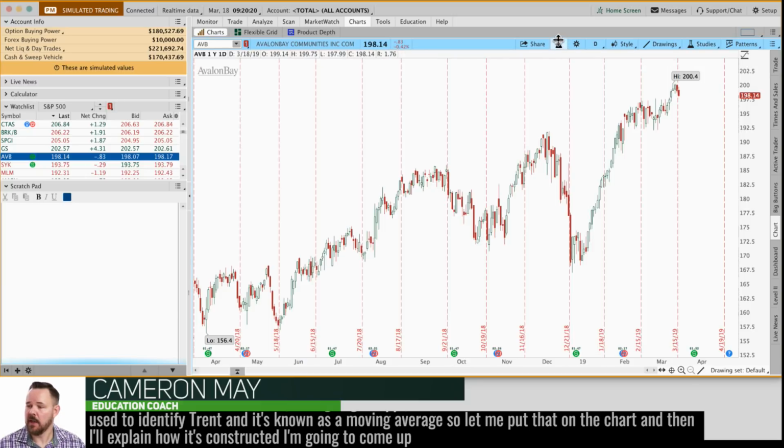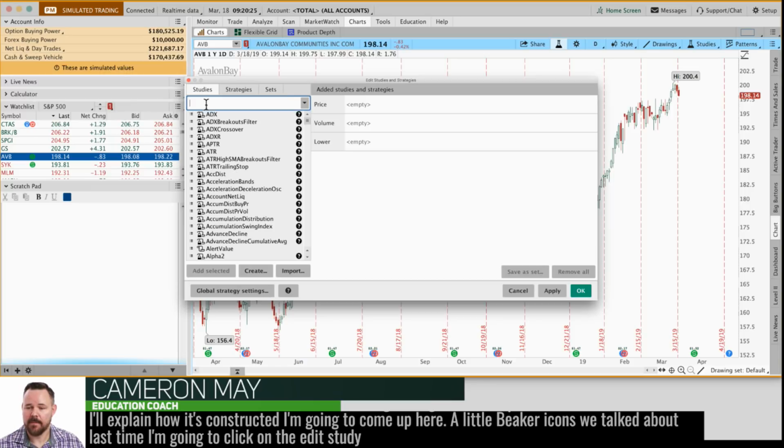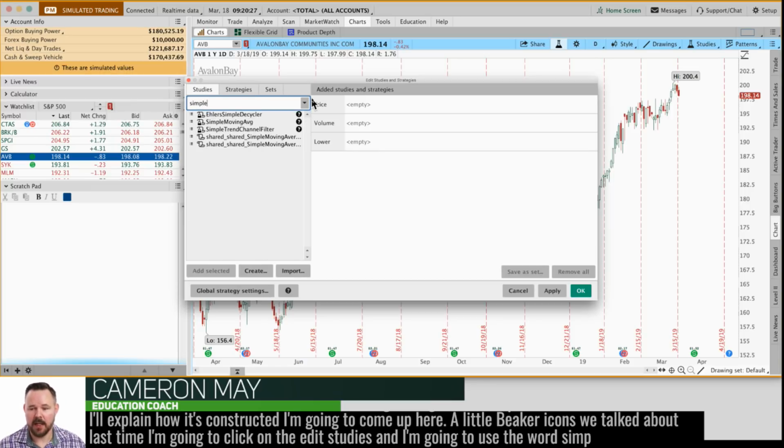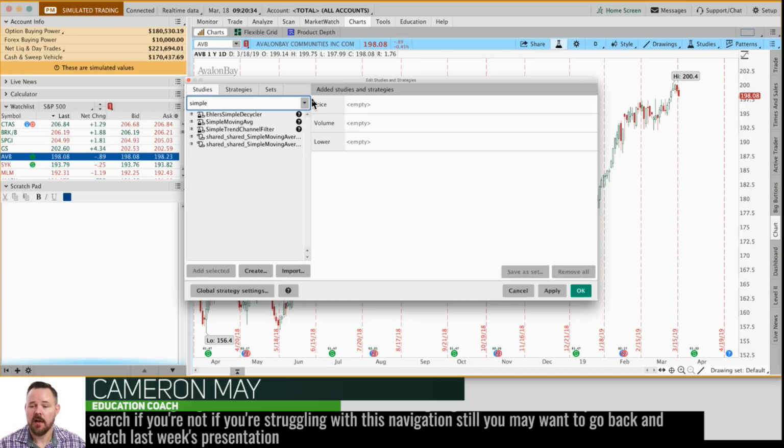So I'm going to come up here to our little beaker icon as we talked about last time. I'm going to click on the Edit Studies, and I'm going to use the word simple in our keyword search. If you're struggling with this navigation still, you may want to go back and watch last week's presentation on setting up a chart. But I'm going to add a simple moving average to our chart.